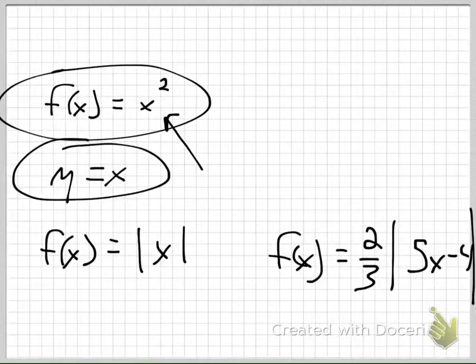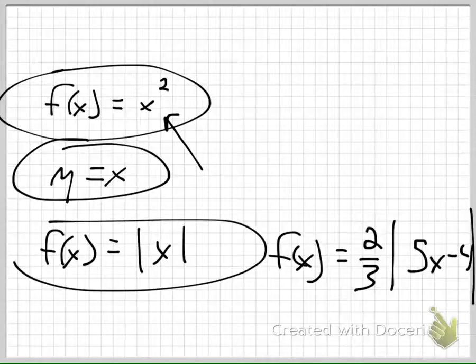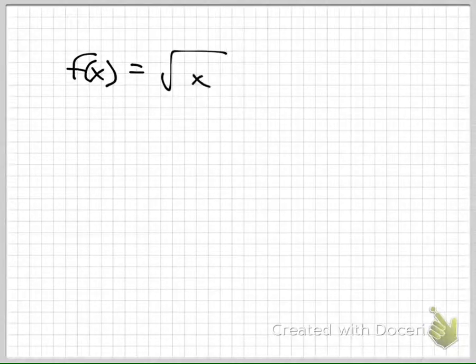Is there a more simple linear function than y equals x? No. So the parent function is the most simple, the most basic of that type of function. The most basic type of square root function, the parent function, would be this: f of x equals the square root of x. That's the most basic one.